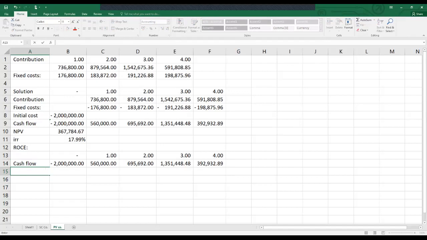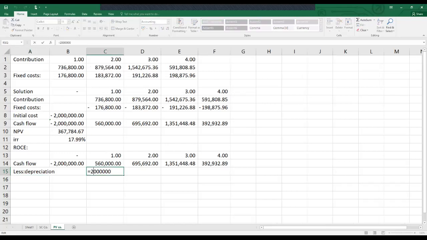Okay, let's just list depreciation, which should be equal to, the cost, let's say, is 2 million, the life is 4 years. So you assume that it's being depreciated over a life of 4 years. Therefore, depreciation will be equal to 2 million divided by 4 years, therefore it's half a million. Let me put it as a negative. So every year there's a depreciation of half a million. I drag across for the entire 4 years.